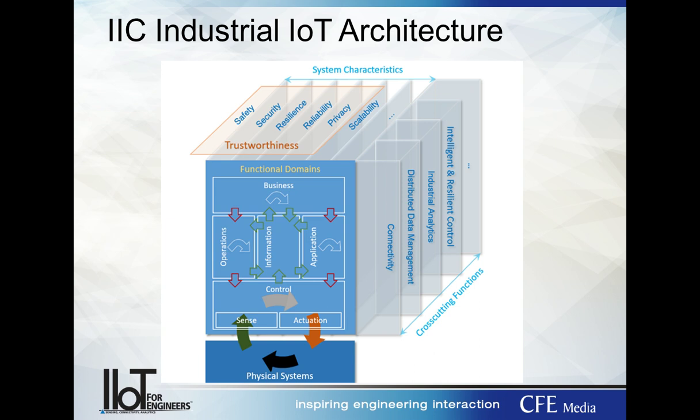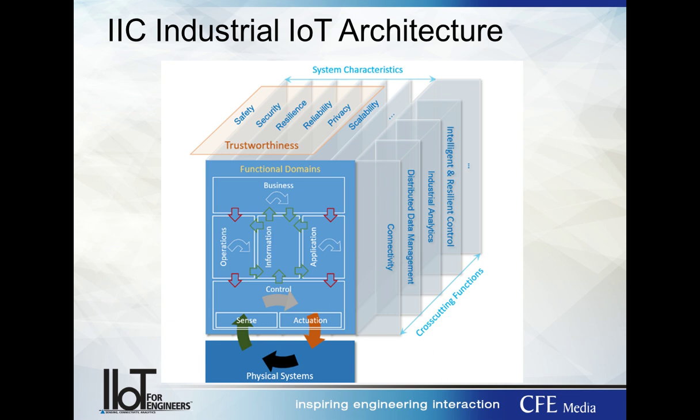This is an architectural breakout from the Industrial Internet Consortium, the organization that I represent. And it has some fairly interesting properties associated with it. It has three orthogonal systems, three orthogonal representations of things that you could do to monitor and control that physical system down there on the bottom. There's a bunch of cross-cutting functions associated with things like connectivity and analytics and so on. They really apply to all portions of these architectures.